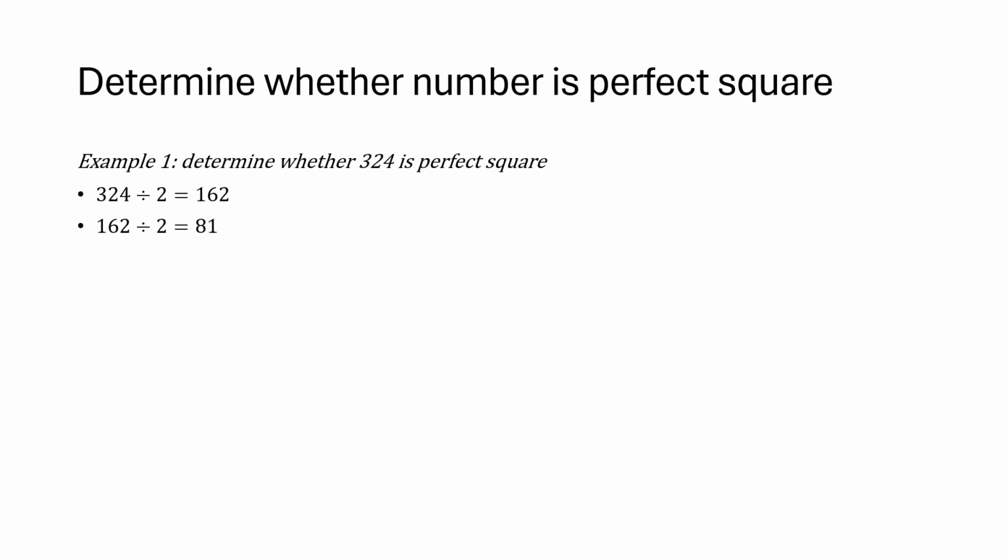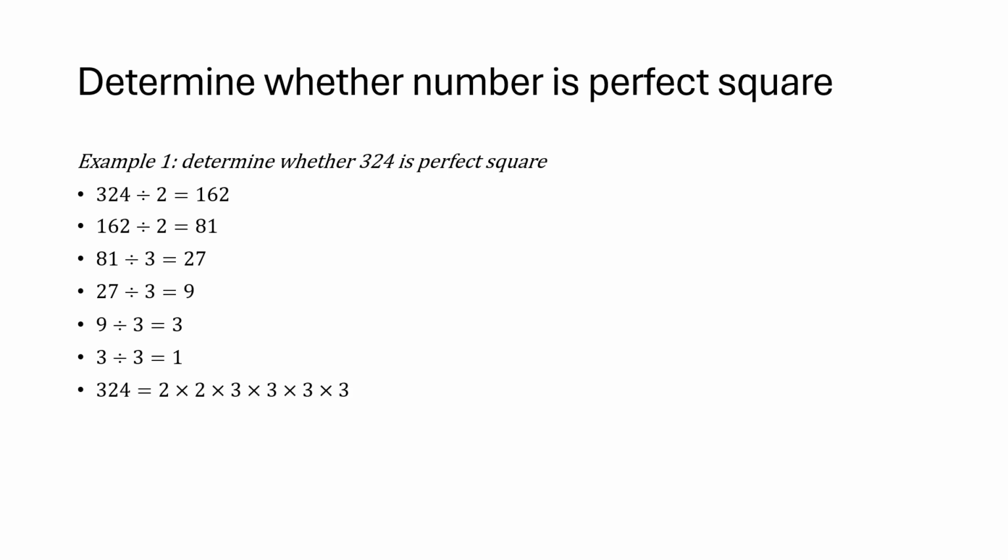Because 81 cannot be divided by 2, we try to divide it by 3, so we have 27. And then 27 we can further divide by 3, and we get 9. Further divide by 3, we get 3, and further divide by 3, then we get 1. So when we get 1, we have fully prime factorized the number.